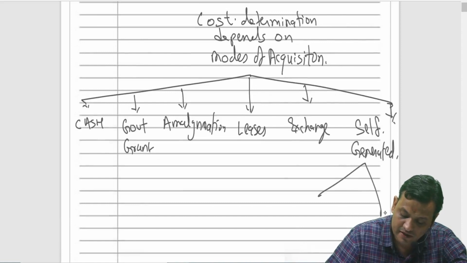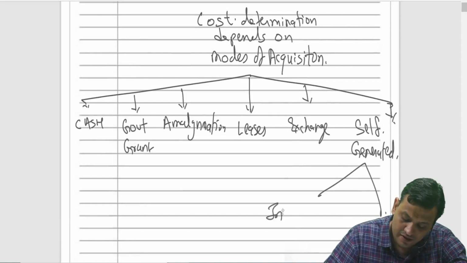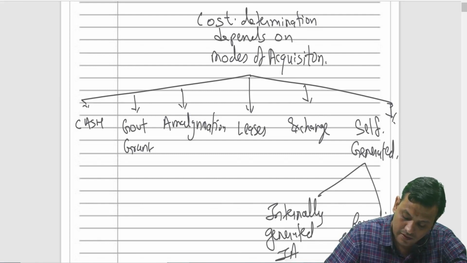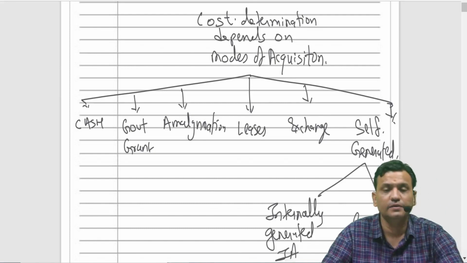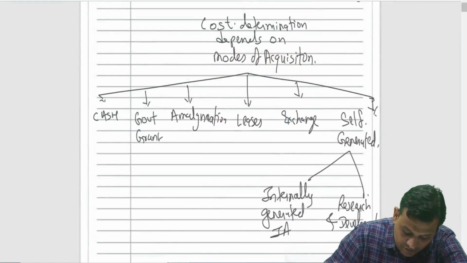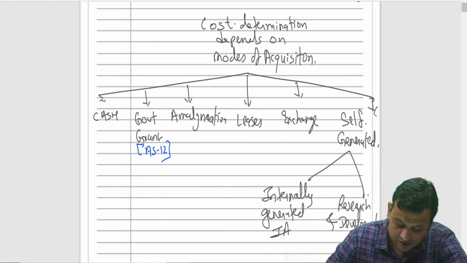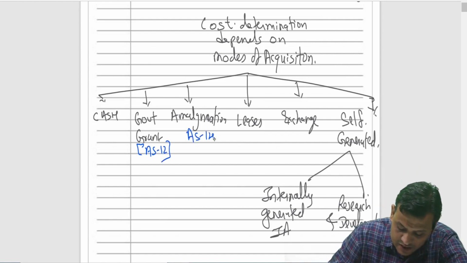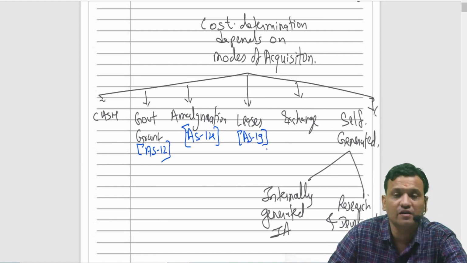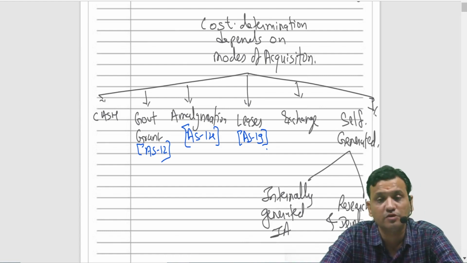Within self-generated, I have two parts: internally generated and research and development. Now, if it is government grant, the principles of AS 20 will help us how to recognize. If it is amalgamation, in line with AS 14. If an intangible asset is acquired in a lease, we will recognize the same based on the principles of AS 19.